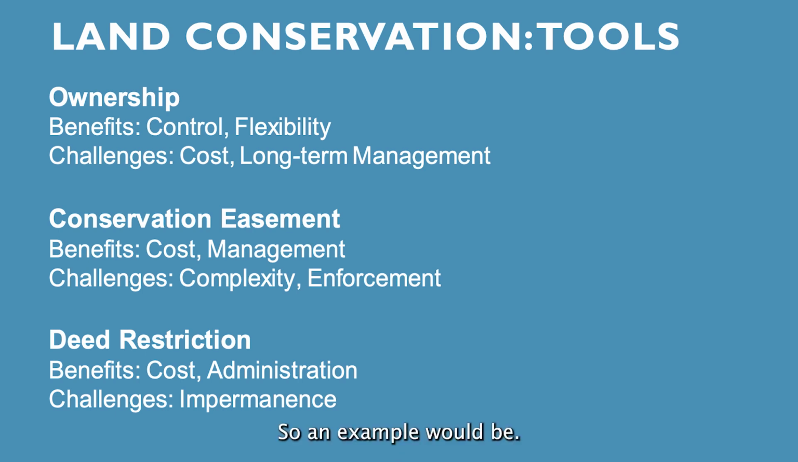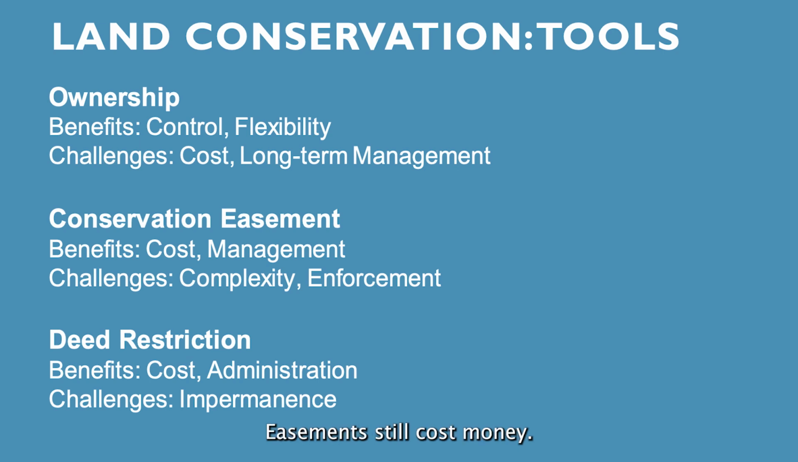So an example would be restricting road building or the use of pesticides next to a drinking water source. Kind of a very narrow, targeted easement. By law, conservation easements are protected in perpetuity and they can't be dissolved.